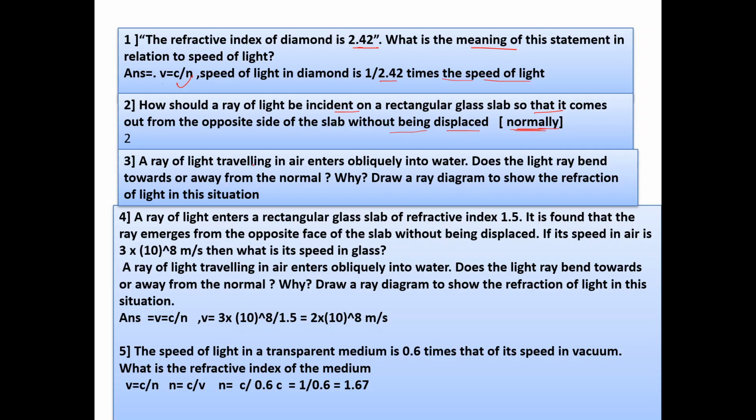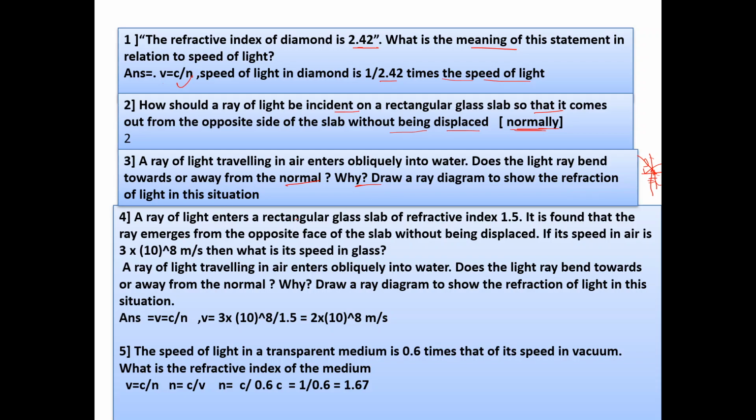Next question, a ray of light traveling in air enters obliquely into water. This is water. A ray of light is entering into water. What will happen? On entering into water, it will bend towards the normal. Does the light ray bend towards the normal or away from the normal? Towards the normal. Why? Because the speed of light in water is less than the speed of light in air. You have to show this with the help of a ray diagram.